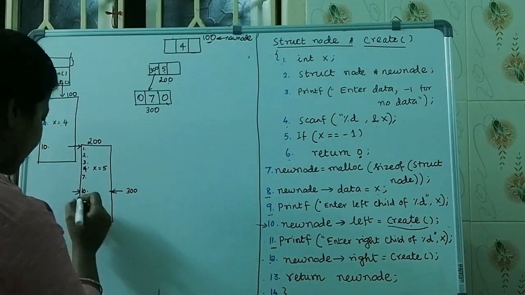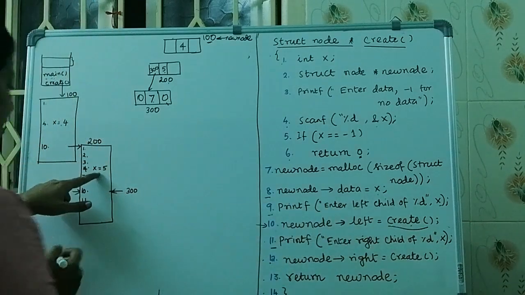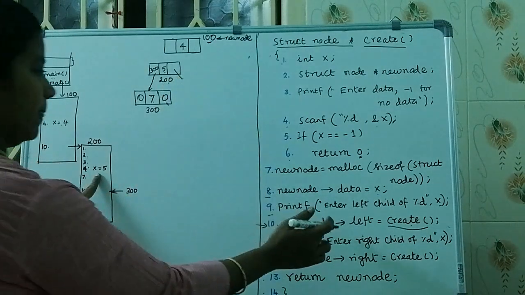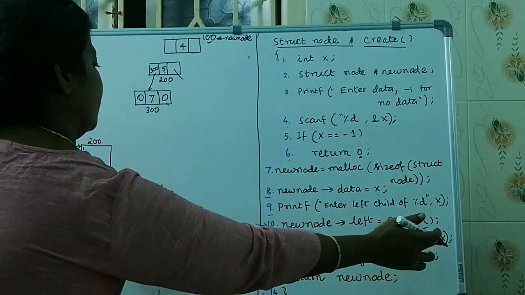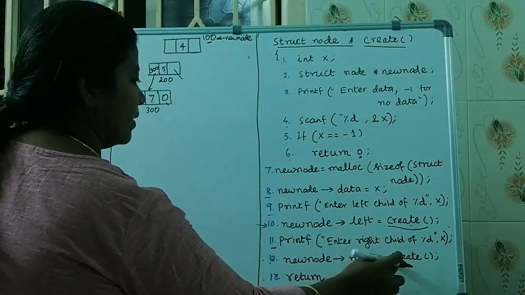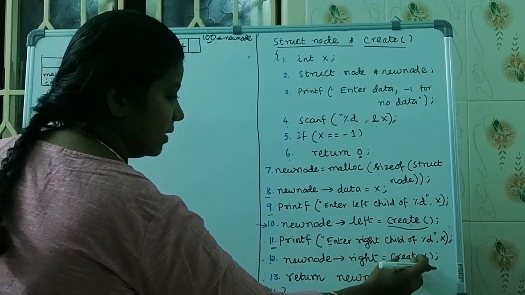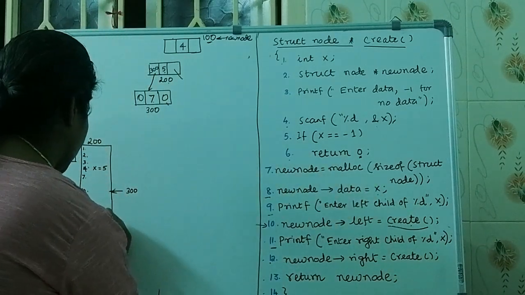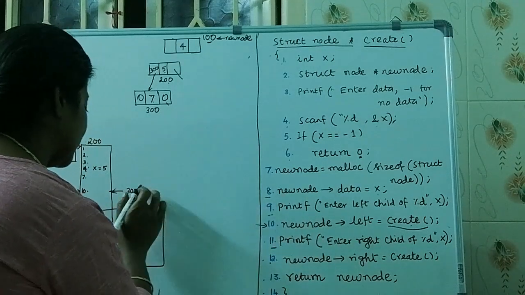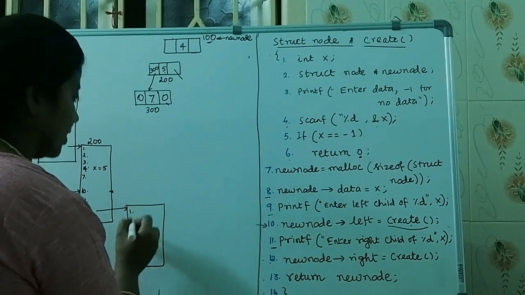Now let us come to line number 11. Line number 11, printf enter the right child of x. What is the value of x now? X is 5. Now it is asking for the right child of 5. And then line number 12, new node of right equal to create. Now create, it gets printed. Nothing has to be executed. Then it calls the create function. So at line number 12 the create gets called. So another stack frame gets created.